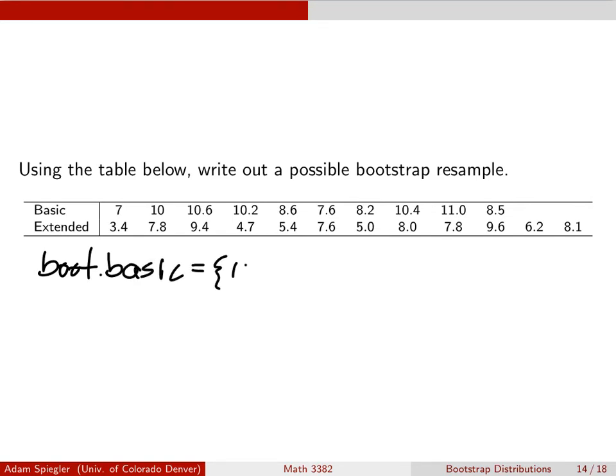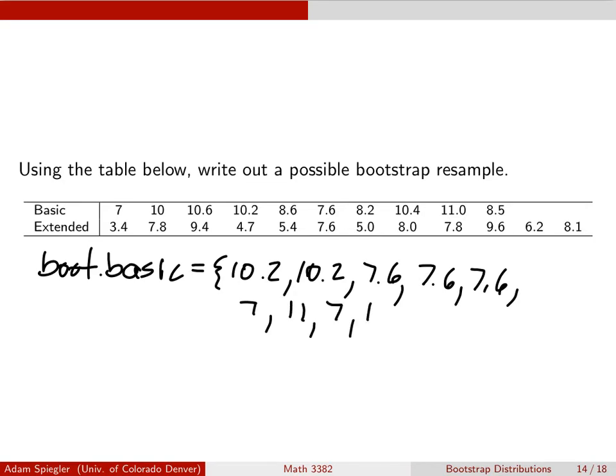Okay, maybe first I pick 10.2, then I pick 10.2, then 7.6, another 7.6, and another 7.6, and then I get a 7, and then I get an 11, I go back to 7, I get another 11, and we're going to keep picking, put it back, and pick again until we've got 10 values. So I don't know how many I have here. Let's see, there's 1, 2, 3, 4, 5, 6, 7, 8, 9, and then we would pick one more value. Let's make it a good one. Let's say it's 10.4. And that would be a possible bootstrap resample from the basic.